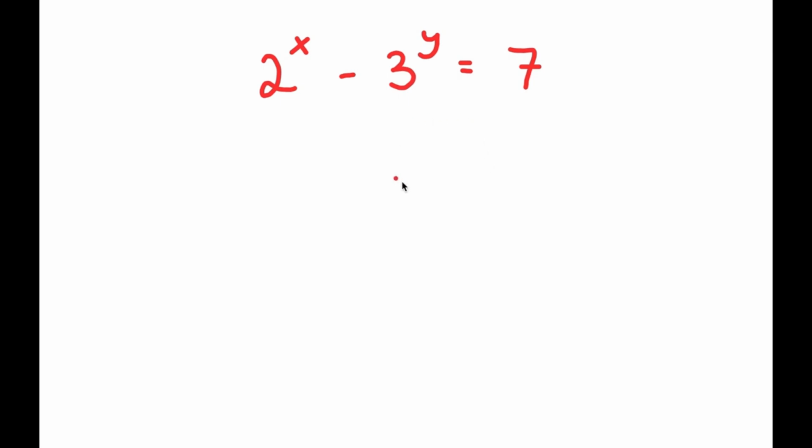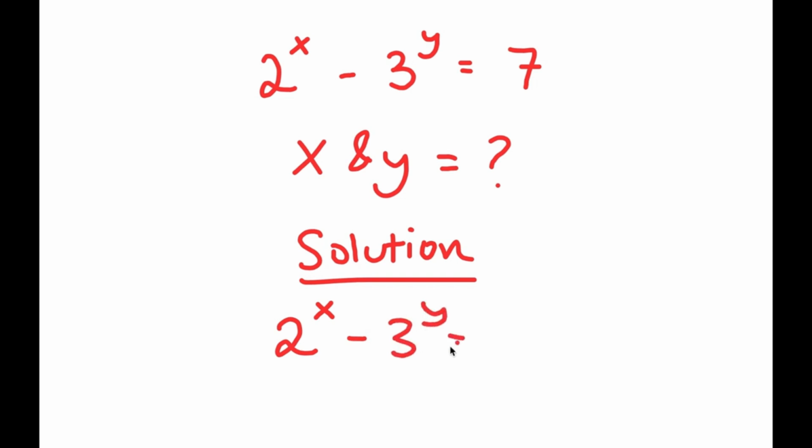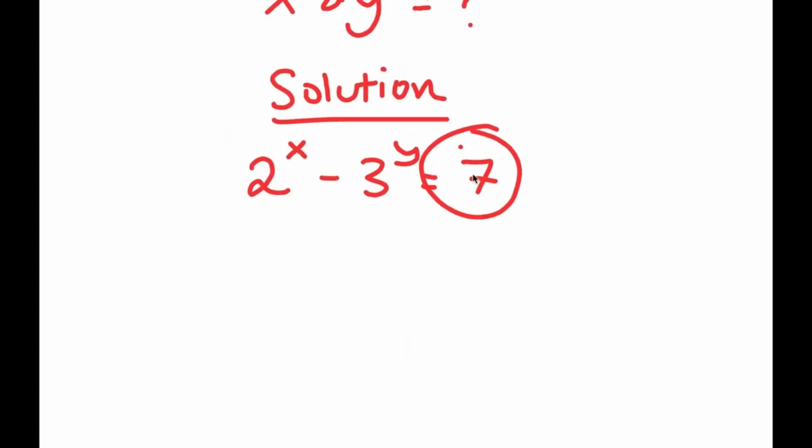Alright, so in this problem, I have 2 to the power of x minus 3 to the power of y is equal to 7. So I want to find the values of x and y. So for my solution, if I have something in the form 2 to the power of x minus 3 to the power of y is equal to 7, I'm going to rewrite 7 as 4 plus 3. So now I have 2 to the power of x minus 3 to the power of y is equal to 4 plus 3.